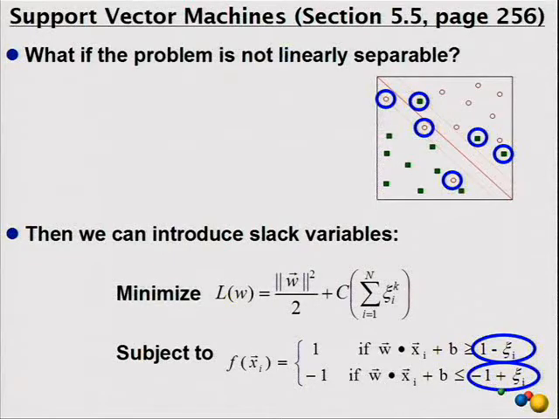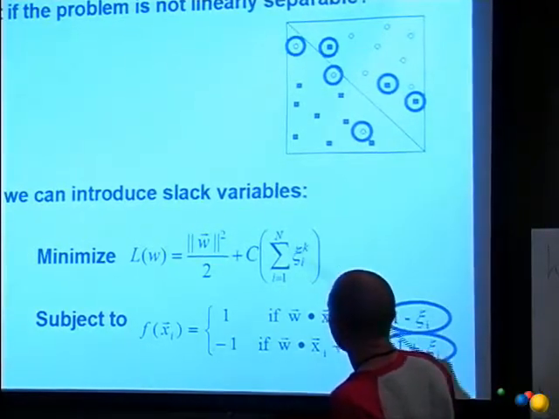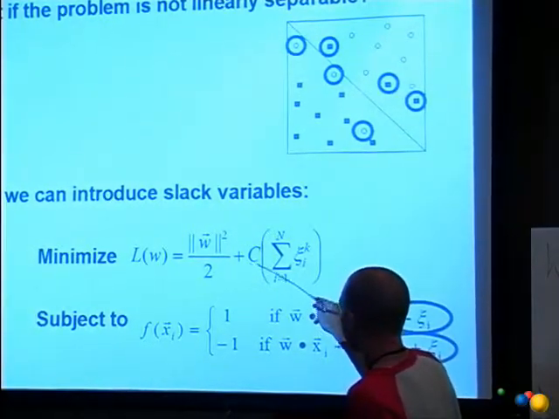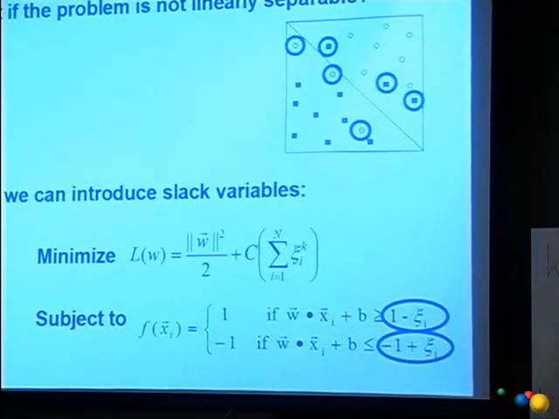So each one of these guys has a slack value, and you add those up and give yourself a penalty every time you have one of those guys. Okay, and that C is a parameter that you can tune. The software has a default value, but you can change it. I'll show you how to do that.